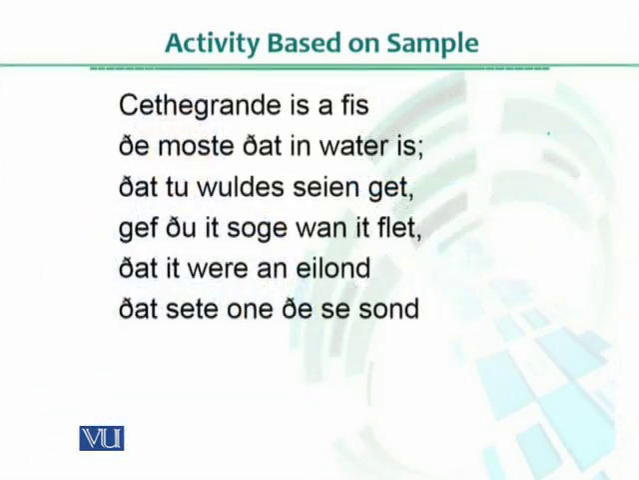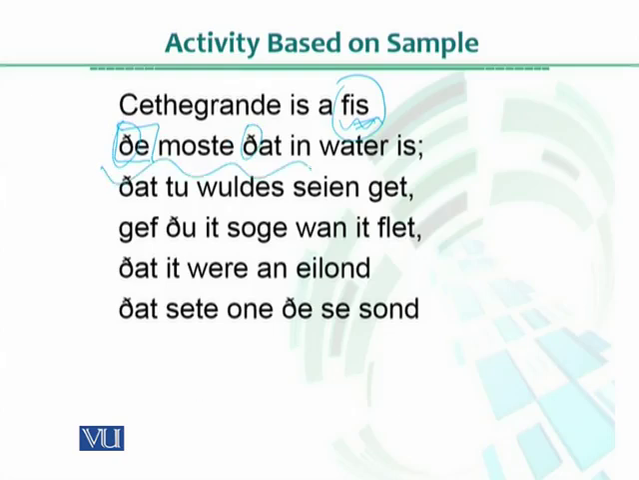Here on the screen now, my dear students, you can have a look at the initial part of the selected text. Can you try to read it? Let us try to identify some words as we see them, and let us try to pronounce them as well. Cethegrande is a fish. In some other texts, you would come across other spellings of fish. For example, in Chaucer, here it is this. Do you know what is this? Notice this symbol. We do not use this symbol in writing now. The symbol is used here as well.